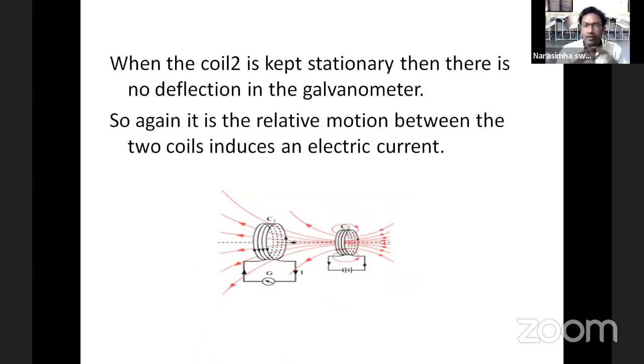When coil 2 is kept stationary, there is no deflection in the galvanometer. The deflection shows one direction if it is moving towards, the other direction if it is moving away, and if it is at rest, it shows no deflection. So again, it is the relative motion between the two coils that induces an electric current. The same concept: with respect to C1, C2 is under motion. So relative motion between the two coils induces an electric current.